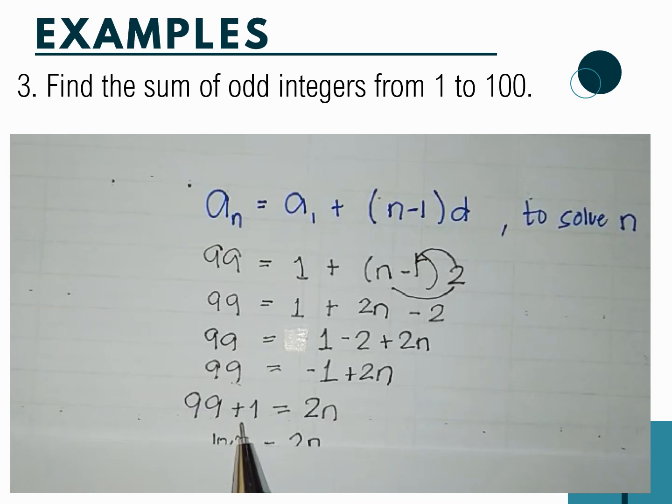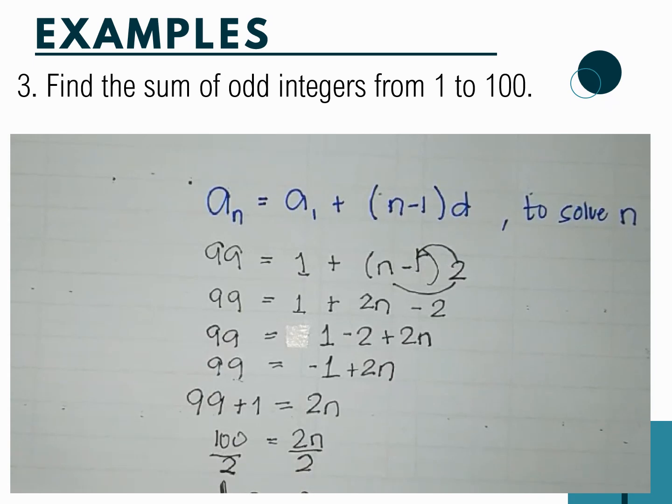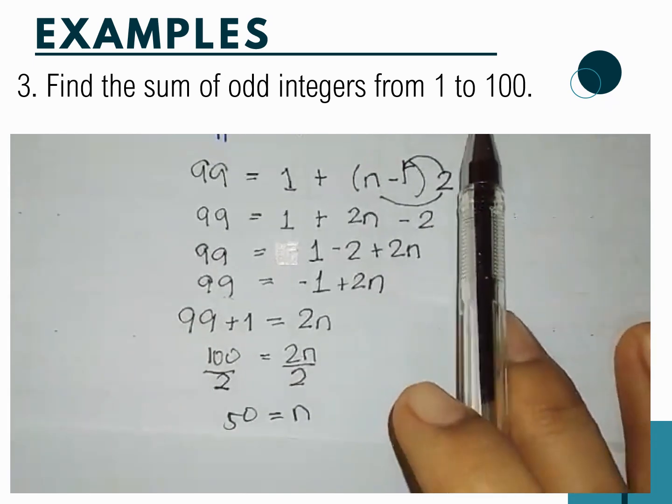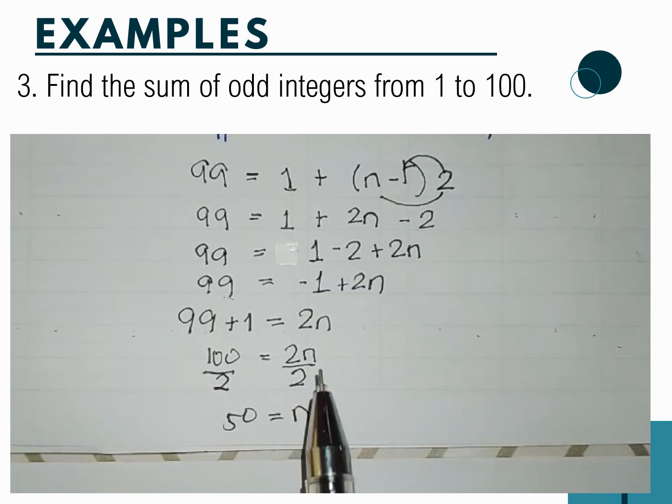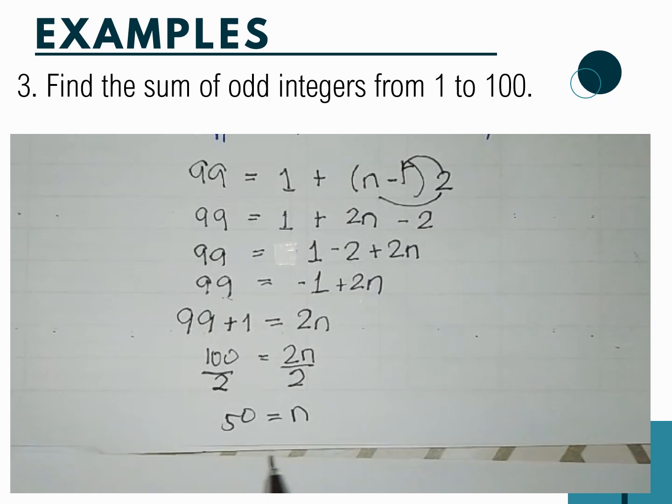Transpose, or by APE, 99 plus 1 is equal to 2n. 99 plus 1 will give us 100 equals 2n. Divide both sides by 2 so that we can solve for n. 100 divided by 2 is 50. 2n divided by 2 is n. So n here will be 50.